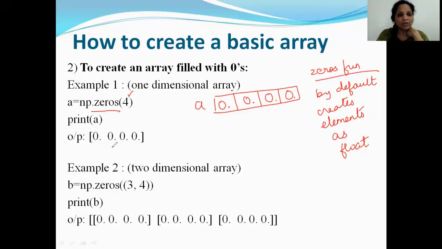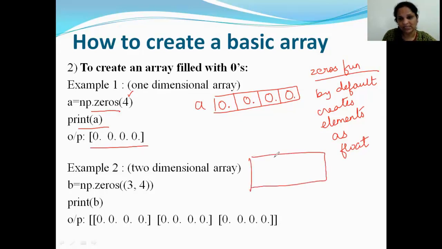So now when I said print A, it showed me 4 zeros. And I told you arrays are always displayed using one square bracket. Now this is a one-dimensional array, so it's creating one square bracket and within that all the elements of the array. Okay, how do I create a two-dimensional array? How do I create something like this? Okay, how do I create a two-dimensional array?